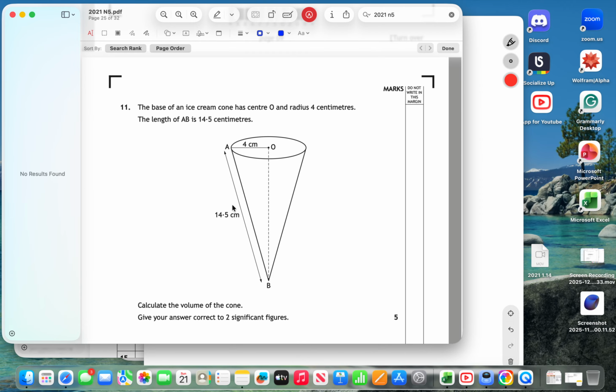But the height, you might be thinking the height is 14.5. But it's not, because the height has to be the perpendicular height. We have the sloping height. What I mean by the perpendicular height is it's the height perpendicular to the end face, to the radius. It has to be the height OB. If you have a look, you can use three-dimensional Pythagoras to find OB.